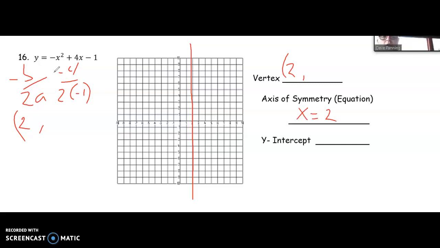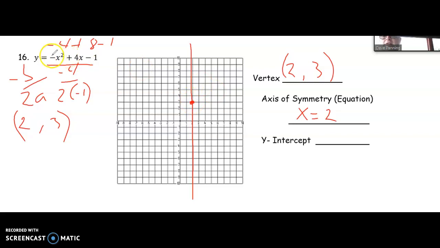Well, how far up or how far down is the vertex? Well, that means I'm going to have to plug 2 into my equation. So I'll have 2 squared, which is 4. This is going to be negative 4. 4 times 2 is 8, and then minus 1. That's going to be 4 minus 1, which is 3. So the vertex is at the point 2, 3, make sure I get this right here.